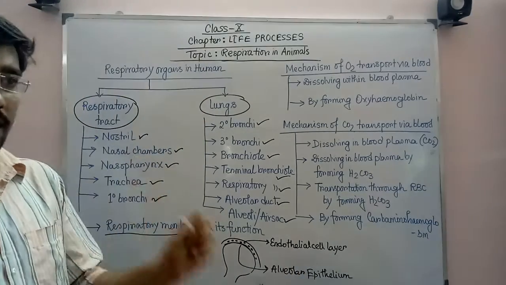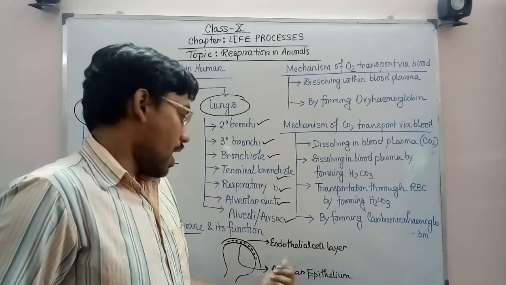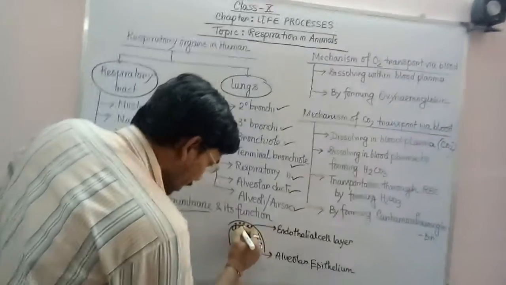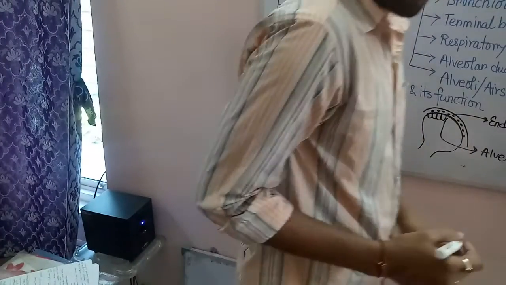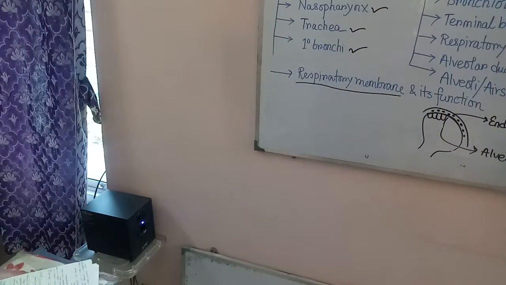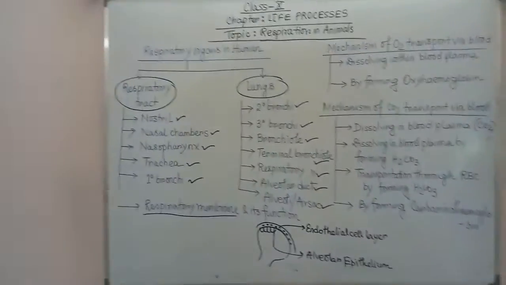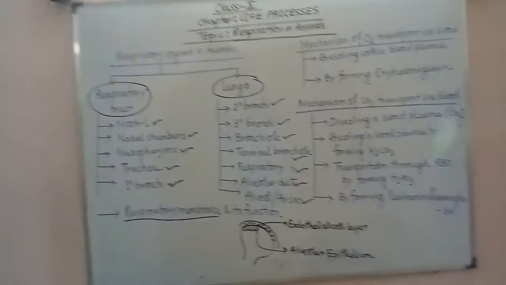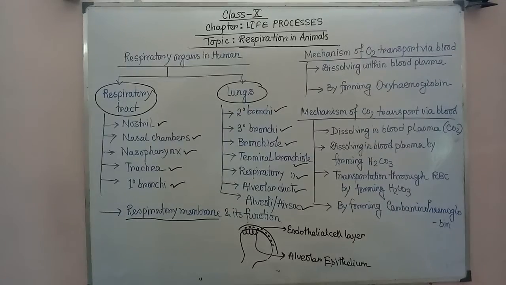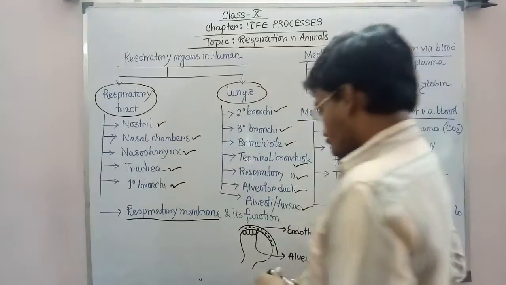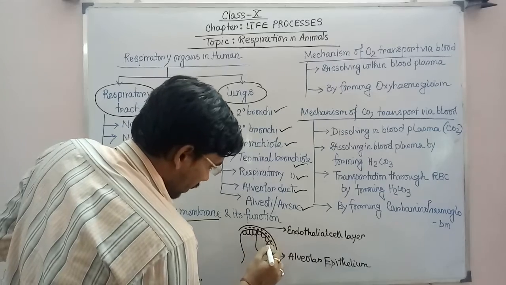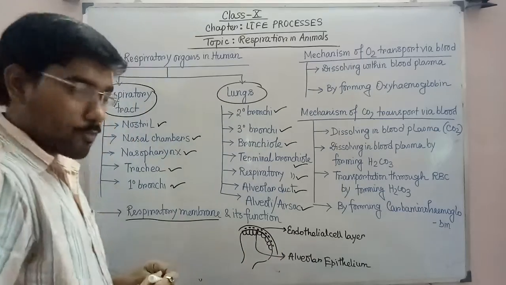The endothelial cell layer is a cell layer present inside the blood vessel, and the alveolar epithelial cell layer is inside the inner wall of the alveoli, that is the epithelium. This is the epithelium. This is the alveolar epithelium I was drawing. This is the epithelial cell layer which is responsible for this respiratory process.